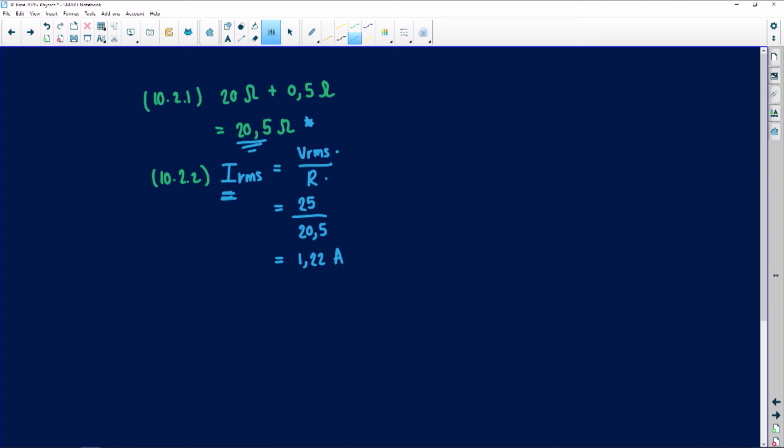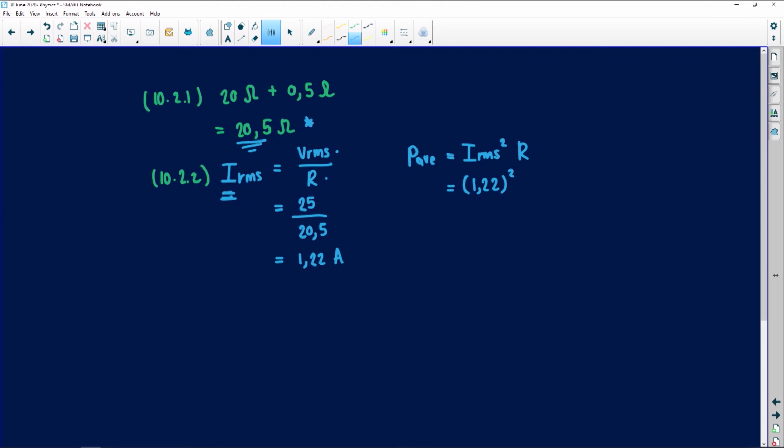So I'm going to work here on the side. I can say P average, which is power average, equals IRMS squared times my resistance. I'm looking for my power. Now, my IRMS, I'm going to take this one here, 1.22. Remember, it's squared. My resistance is 20. Okay, let me see that I don't make a mistake here.